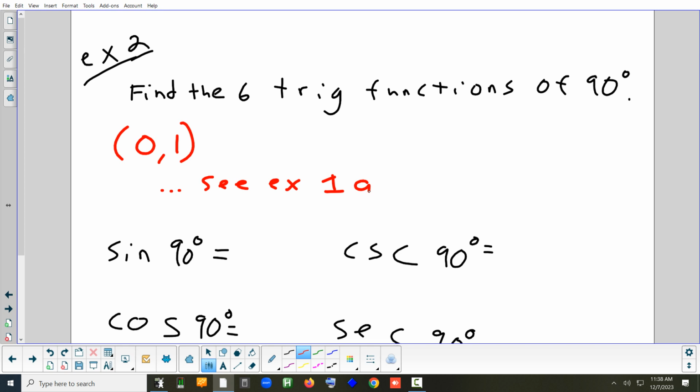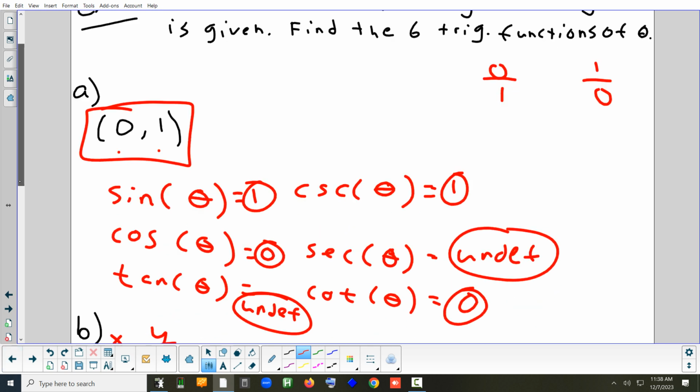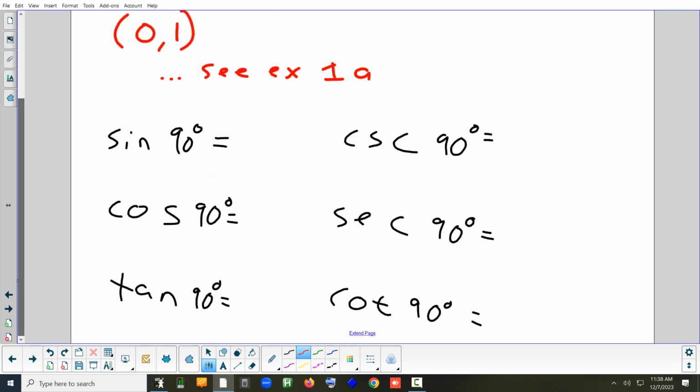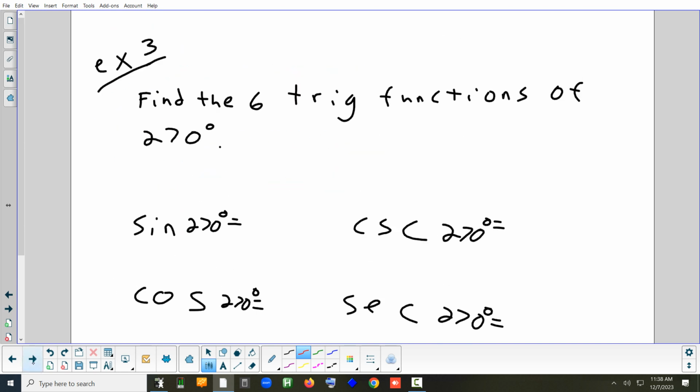So now that we did example 1a, are there any other questions on it? Because you'd have to do exactly the same thing again. Okay, so those are your answers. Now, the 6 trig functions of 270. By the way, it's not always 6. They may just ask for 1 or 2, so only do what they ask for. But they are asking for all 6 here.